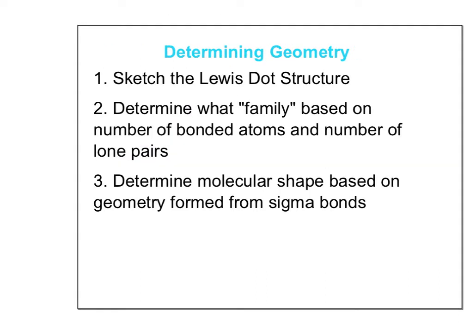So how do we figure out the VSEPR geometry? Your first step is to draw the Lewis structure. You cannot tell the VSEPR geometry just by looking at the chemical formula. So you draw the Lewis structure, and then you can determine what family or base shape the structure comes from. How many bonded atoms and how many lone pairs will tell you the base shape. Then you can determine the molecular shape just by looking at the bonded atoms. We know the lone pairs take up the most room, but we describe the shape based off of those bonded atoms.